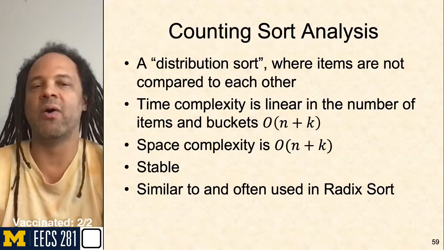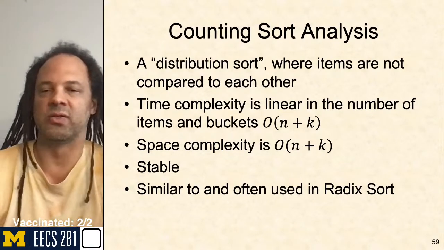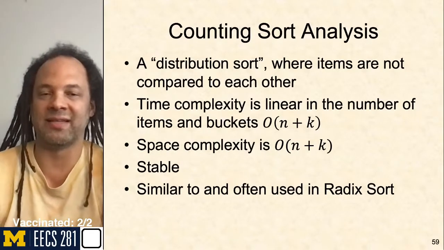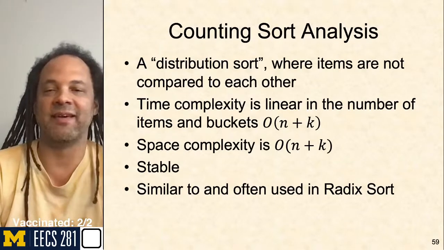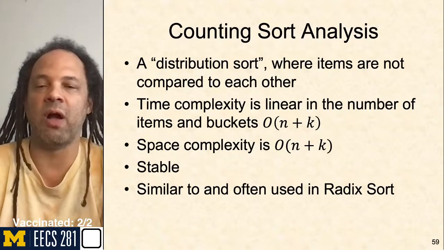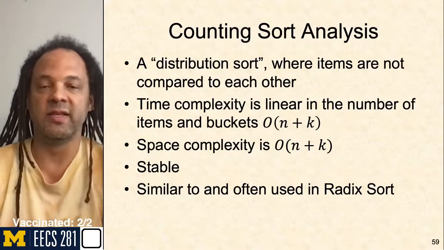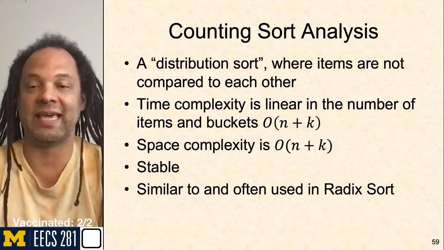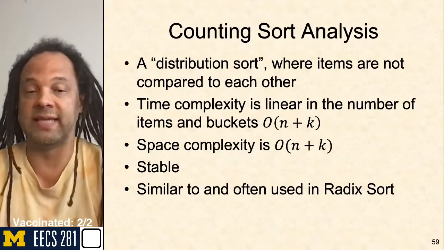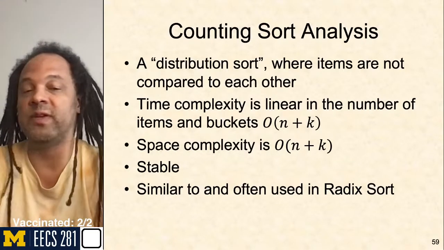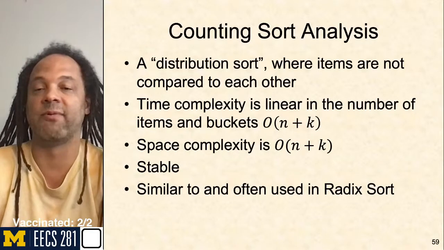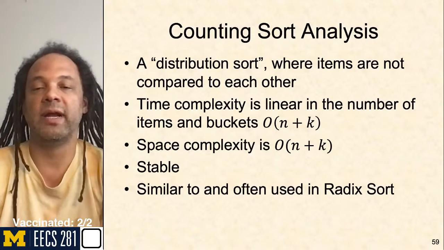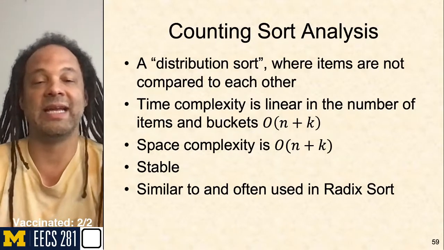The time complexity here is now linear in the number of items and buckets, the total number of students and the total number of classes. So that n plus k is what's going on there, because I have to have the n countings and I have to have the k sort of summing to figure out where those buckets began. So the space complexity ends up being big O of n plus k, because I've had to have a full copy of n items and I have to have the k size to keep track of my counts. It's stable, and it's similar to and often used in radix sort, which is one of our high performance sorts that we mentioned that we won't go into. Do take some time to peruse the radix sort page on Wikipedia to get an idea of what's going on there.